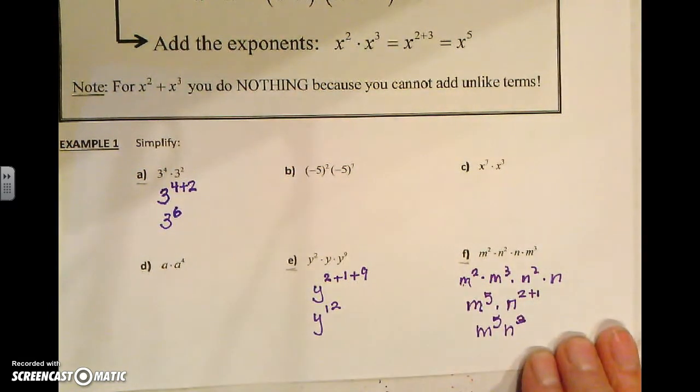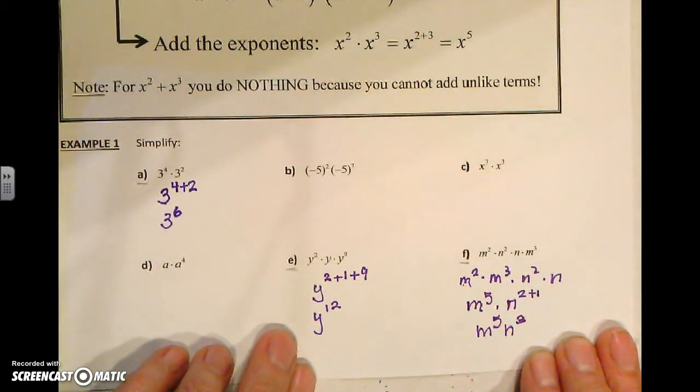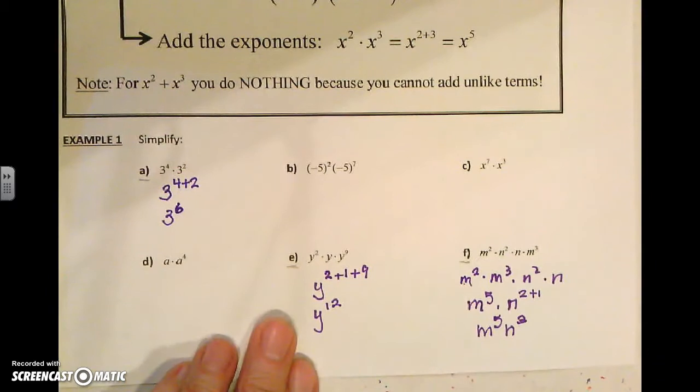So remember that when you're multiplying powers, you can only combine the ones with the same base, and when you're multiplying, you will add their exponents.